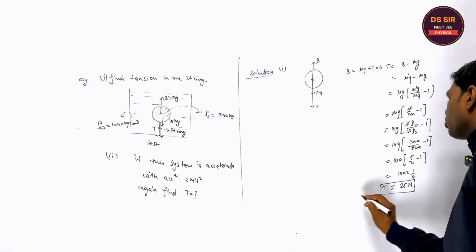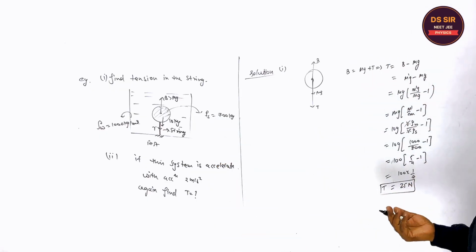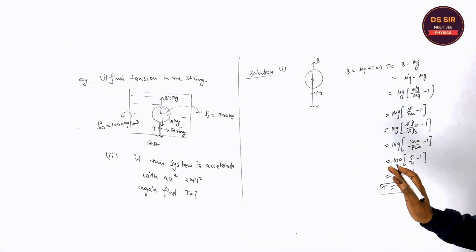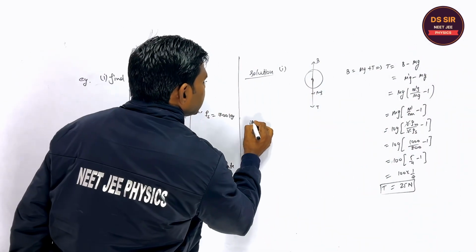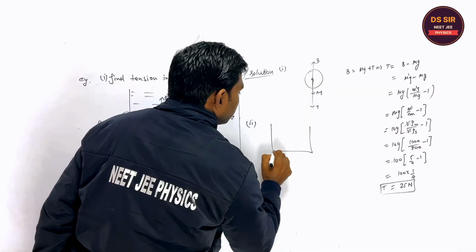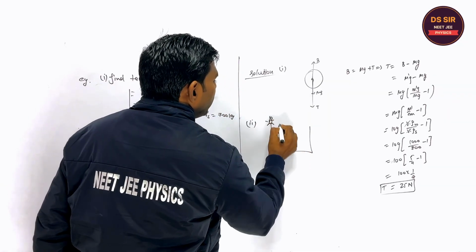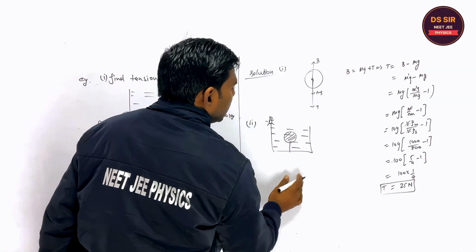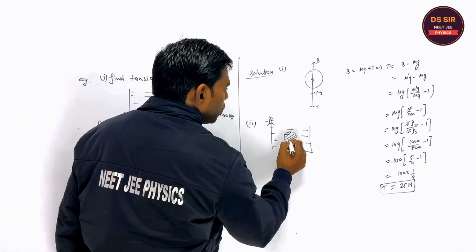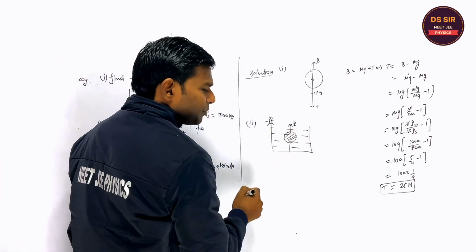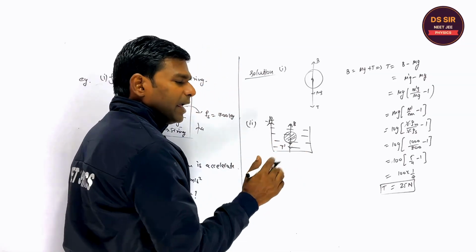So the tension in the string when the system is at rest is equal to 25 Newton. Is it clear or not? Now see what will happen in the second case. Suppose this system is accelerated, moving up with the acceleration a. So the buoyancy force is B, the tension is T dash now, and the mg effective.